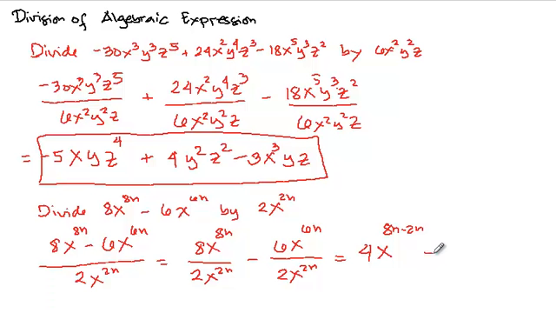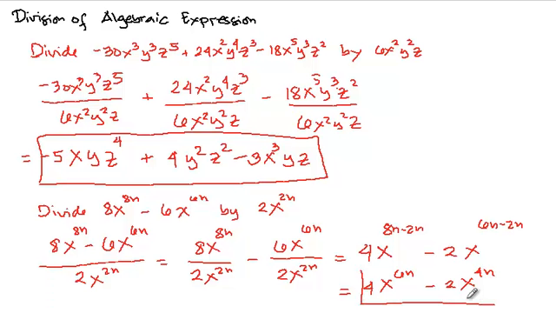Then minus 6 divided by 2, that's 3, x to the 6n minus 2n. As we simplify, this will become 4x to the 8n minus 2n, which is 6n, minus 3x to the 4n. It's not 2 but 3, right? More or less, that is our answer.